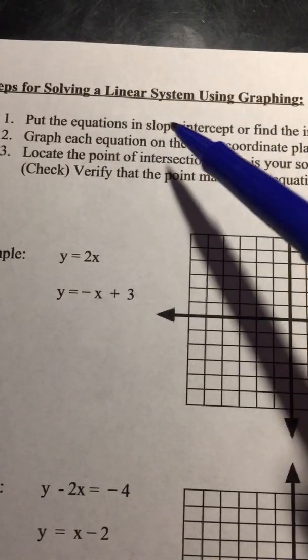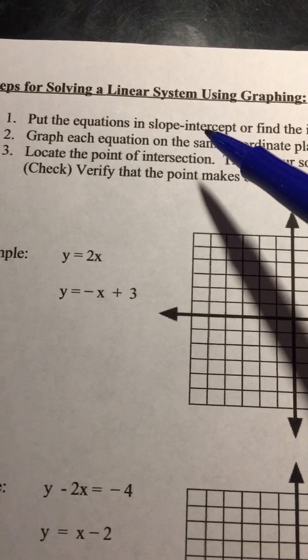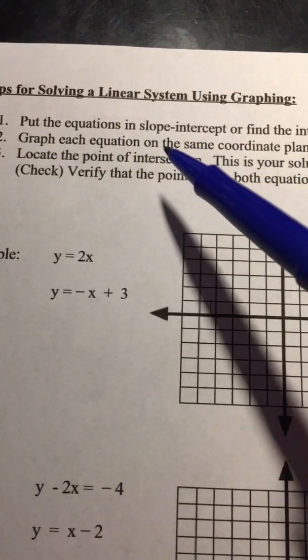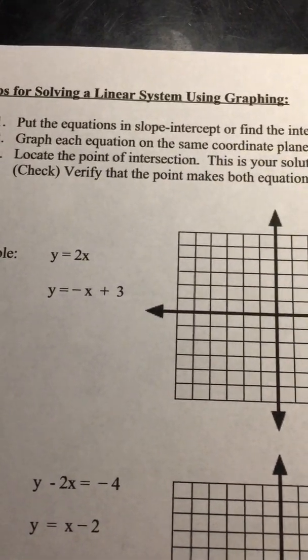So put the equations in slope-intercept form if they're not already in slope-intercept form, which means they need to start with y equals. Then we're going to graph each equation on the coordinate plane and then find where they intersect. Okay, and that intersection will be your solution.